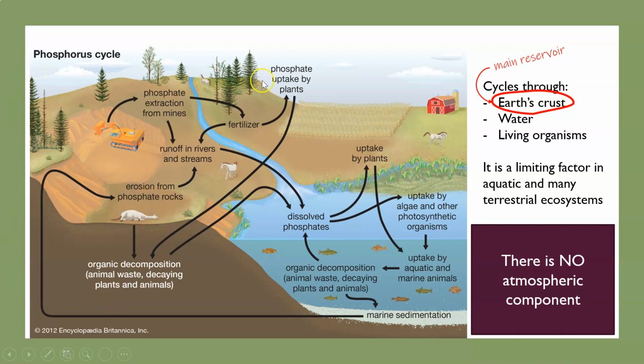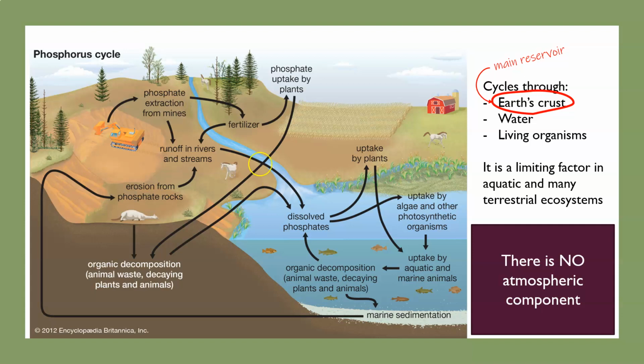So the way that animals get this phosphorus into their body is by eating plants. The plants get this phosphorus through the use of fertilizers, which come from the phosphate extracted from mines. Additionally, they can uptake that phosphate that's dissolved in the ocean. But it's important to know that a lot of ecosystems don't have enough phosphorus, so we've had to supplement.